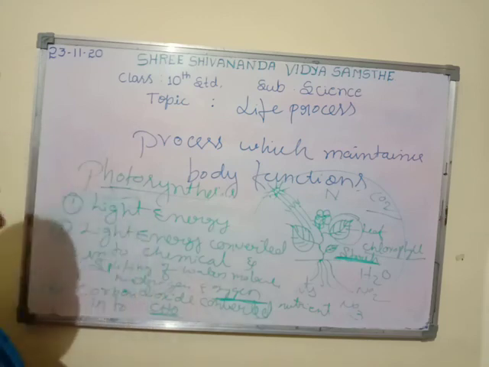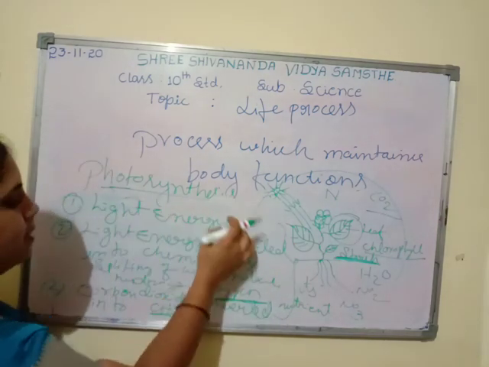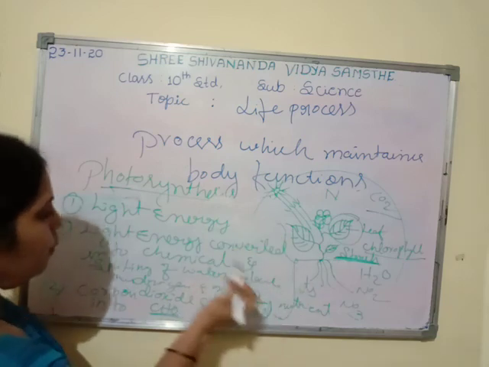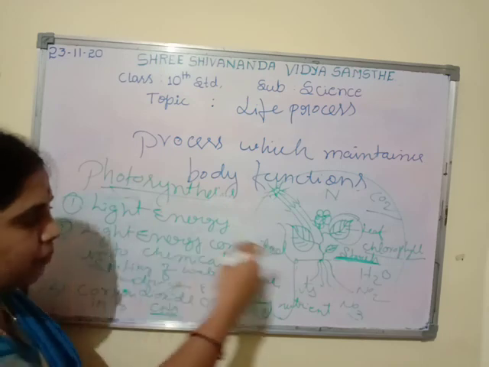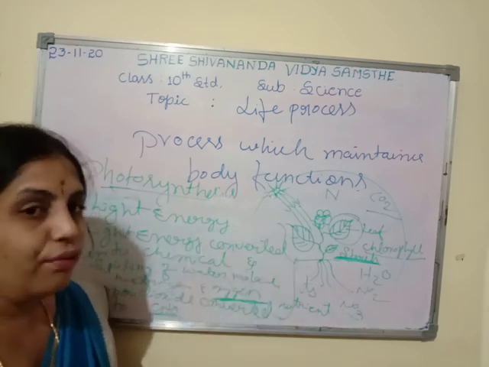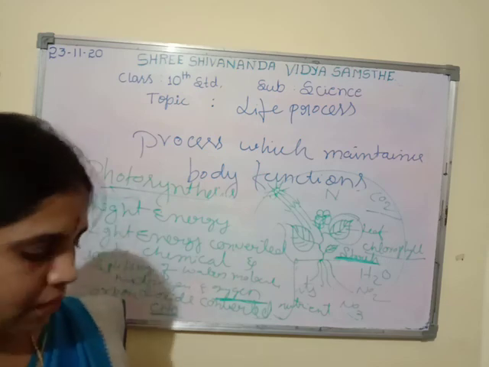So photosynthesis is these three processes going on while plants prepare their food. Is it understood now? Yes.